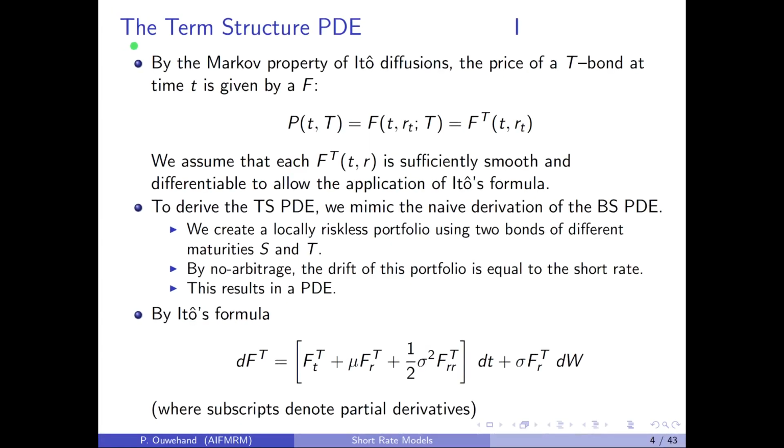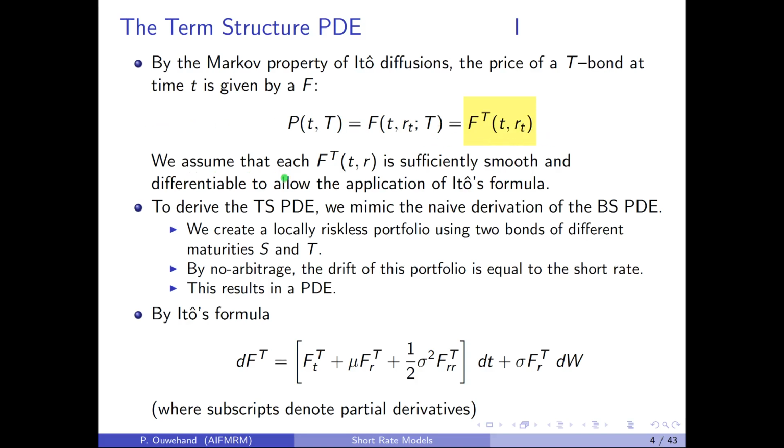Let's now start with the derivation of the term structure PDE. Recall that by the Markov property of Ito diffusions, the price of a T-bond at time little t is given by a function f, which is a function of time, the short rate, as well as the maturity. Here the maturity is really a parameter rather than a variable, as it doesn't change for the underlying bond. And thus we will also write this function as follows.